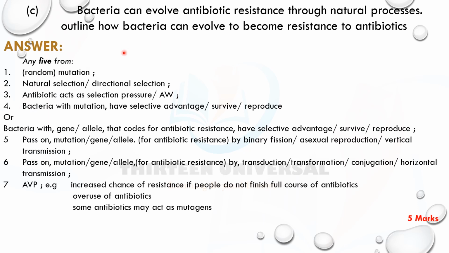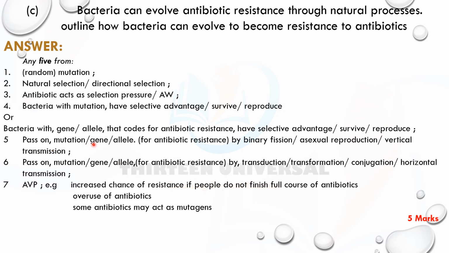Look at it. Random mutation, natural selection. This is natural selection. We're talking about directional selection. Antibiotic acts as a selection pressure. Bacteria with the mutation have a selective advantage to survive and reproduce. Bacteria with a gene that codes for antibiotic resistance have a selective advantage to survive and reproduce.